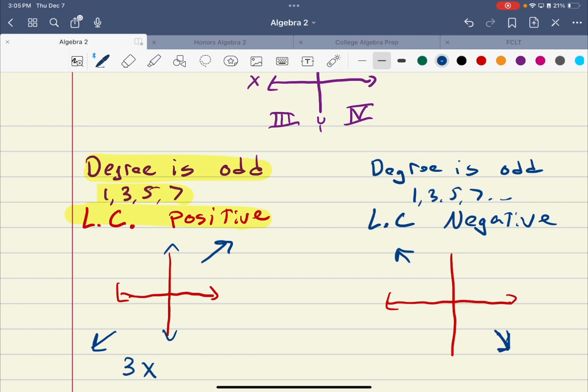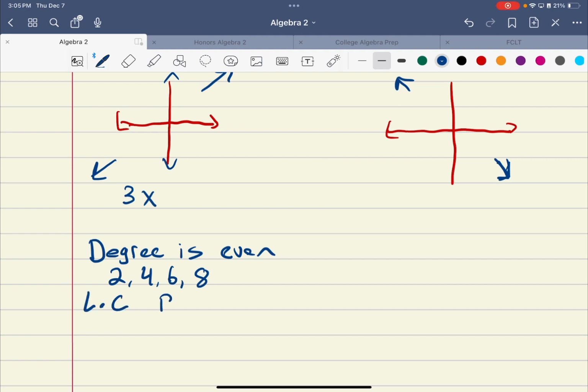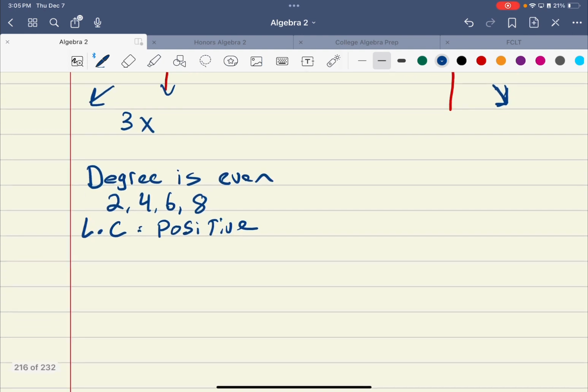So we've got if it's odd and positive or negative. Well, the only other choices then are, okay, what happens if the degree is even? So 2, 4, 6, 8, and so on. Leading coefficient is positive. So if the degree is even and it's positive, then your end behaviors are in 1 and 2.